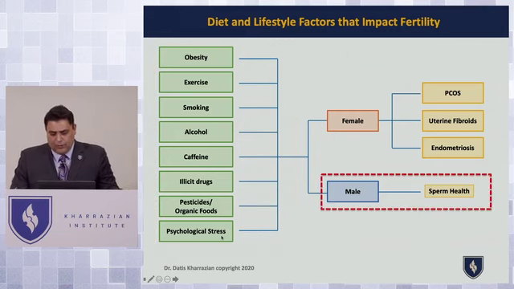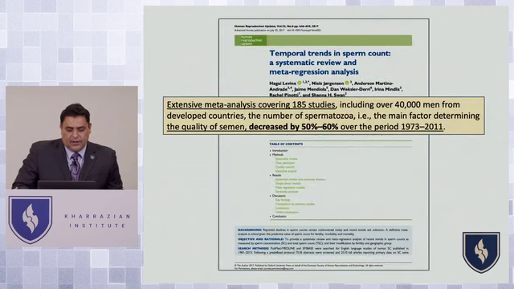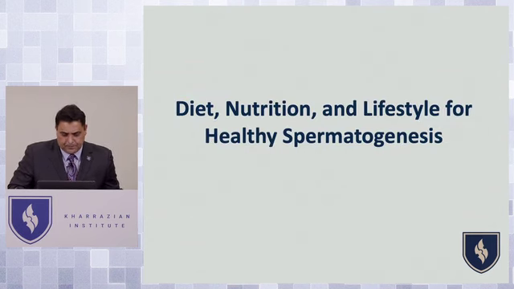Let's talk about males and sperm and how diet, nutrition, and lifestyle impact sperm quality. Let me tell you why this is important. The reason this is so important is because the male factor is estimated to involve 30% of infertility cases. So 30% of infertility cases are just caused by males' unhealthy sperm.